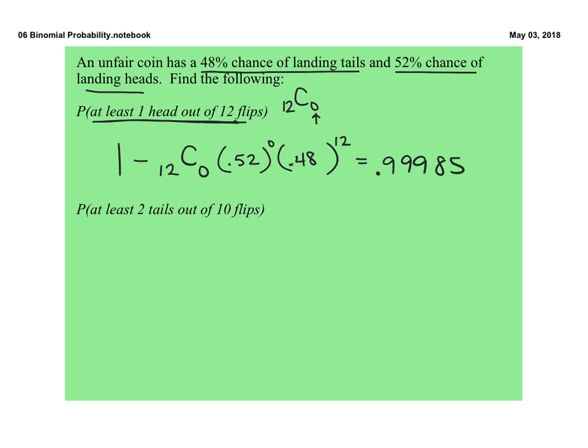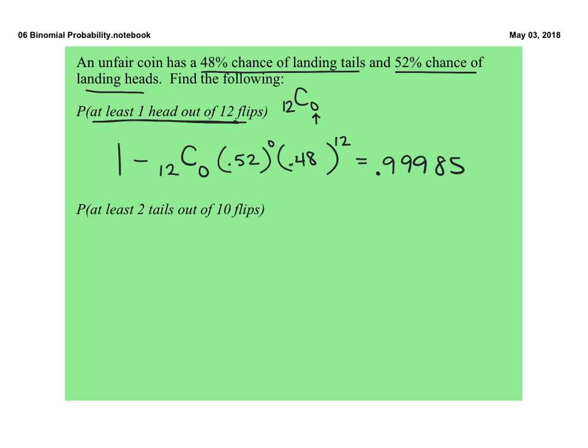So it's very likely that you're going to flip at least 1 head out of 12 flips. It would be unlikely, even though the coin is weighted, to get all 12 to be tails, is basically what they're saying.